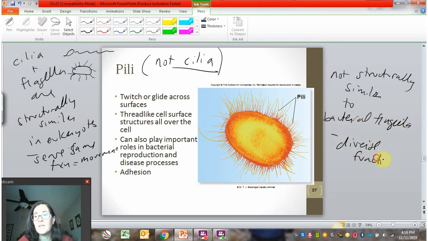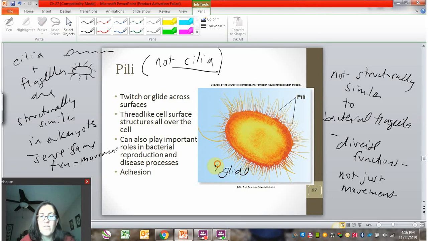In addition, they have diverse functions. They're not just for motion. So in some cases, they do help a cell move across a surface. So they can sort of adhere to slimy stuff and glide. So that's one function. But they also have a sort of alternative, like opposite function, which is for adhesion. So in some cases, they actually help them adhere to surfaces.